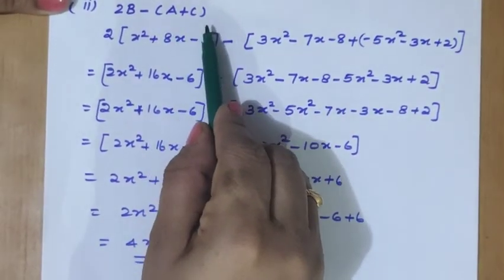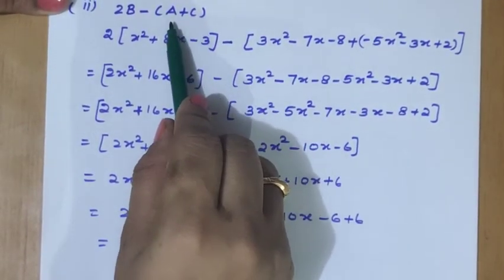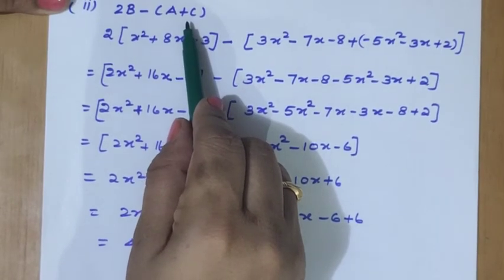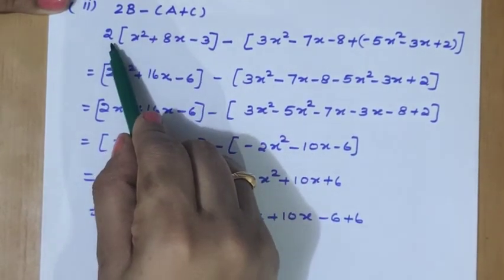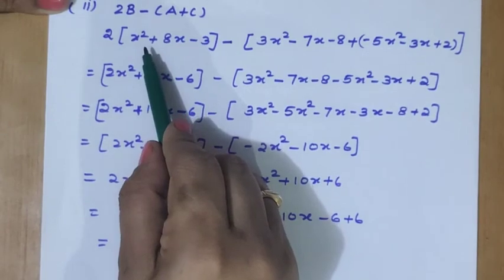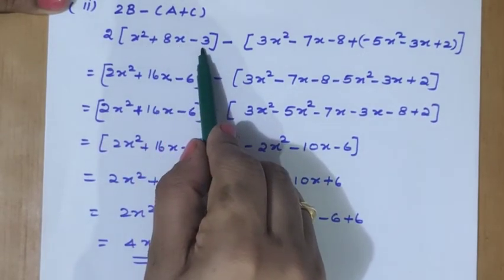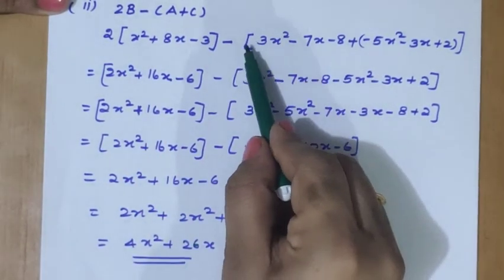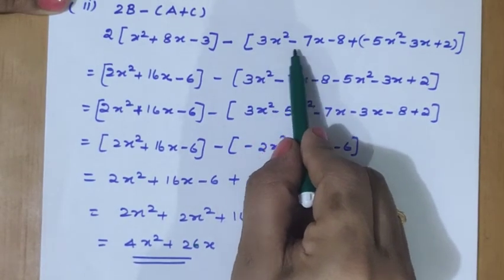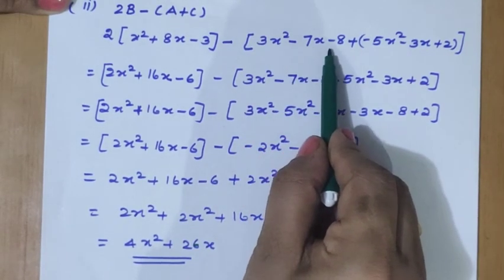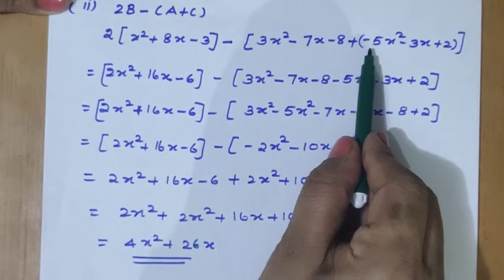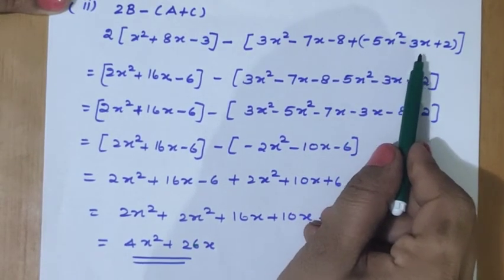2b minus (a plus c) in bracket. So that means a plus c is to be solved first because it's in the bracket. So we are substituting 2 into the b term, x square plus 8x minus 3, and for b minus bracket starts, 3x square minus 7x minus 8, that is a, and a plus c, minus 5x square minus 3x plus 2 only.